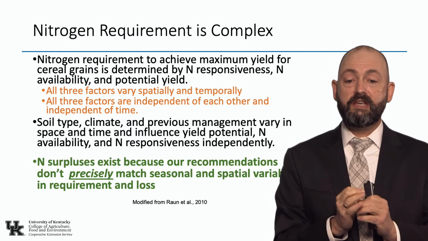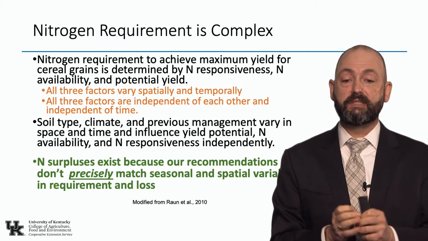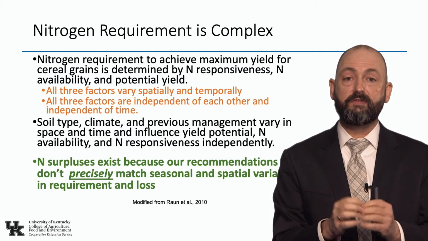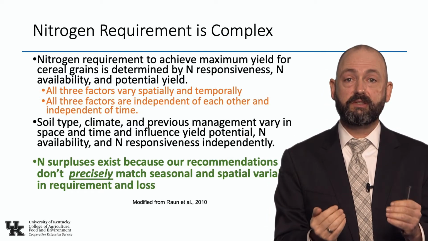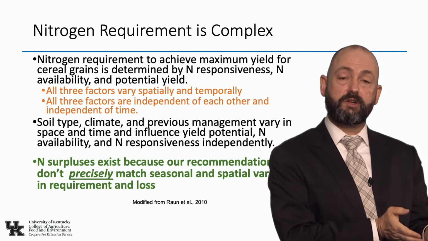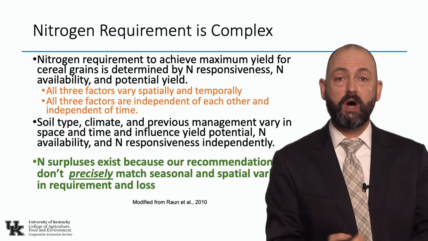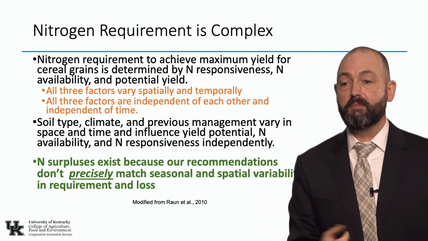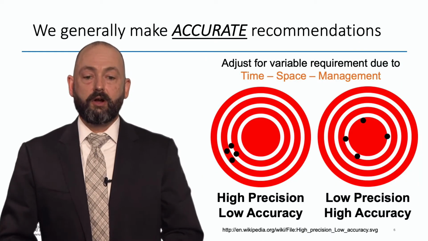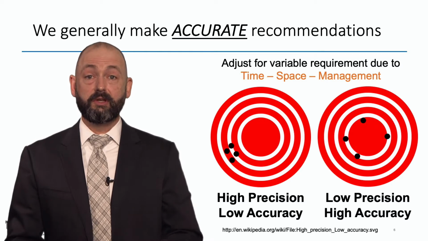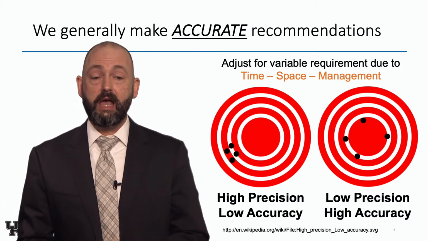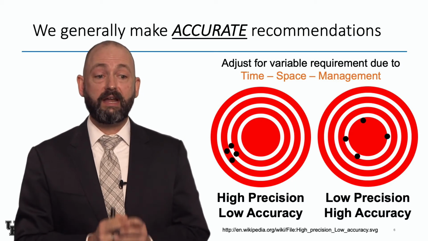And so for that reason, we see that nitrogen surpluses exist. Not necessarily because we're doing anything bad, but because of the imprecision in our recommendations. So in fact, the weakness in our nitrogen recommendation systems is the reason why we have nitrogen surpluses that result in environmental impact. So when we talk about our current nitrogen recommendation systems, a lot of people say, oh, I wish we had more accurate nitrogen recommendation systems. Well, actually, our recommendations are very accurate.